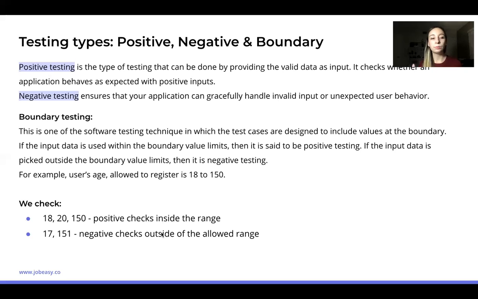And then our second border is 150, and we verify that we can register with 150, and we cannot register when we go outside of this border with 151. And then we also take one value in between, which is 20, and we just verify that we can still register. That's it. So that's boundary testing. Again, just testing around the borders.